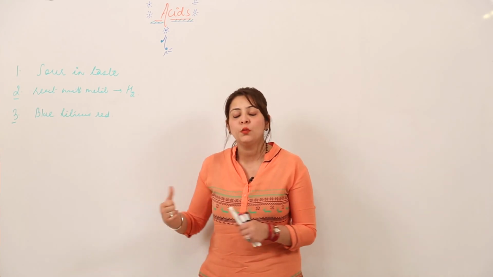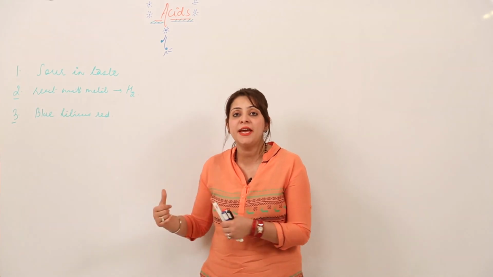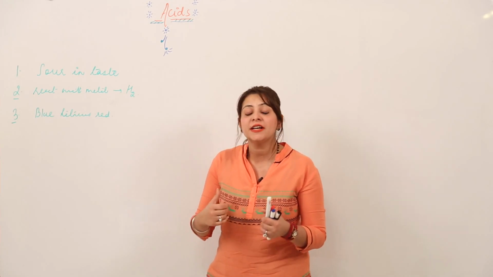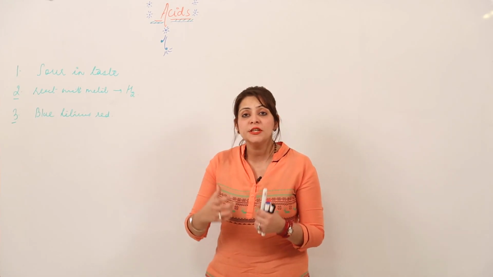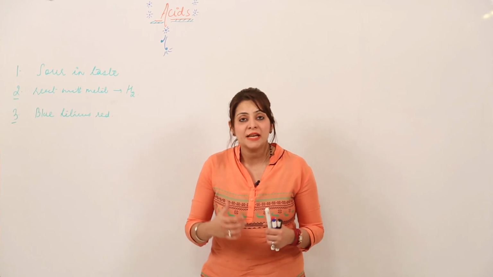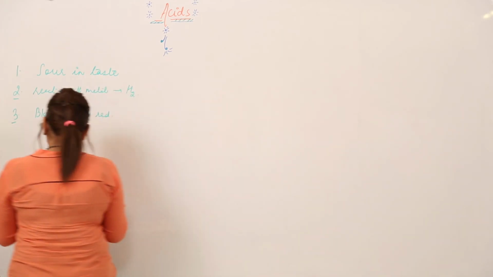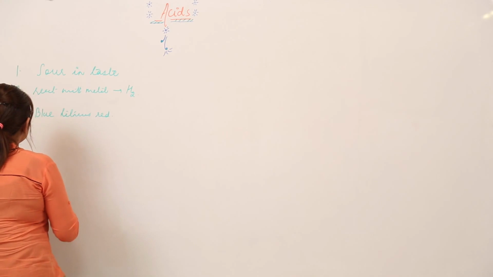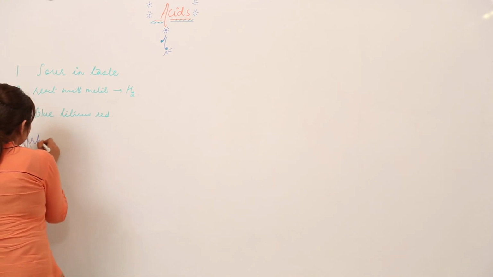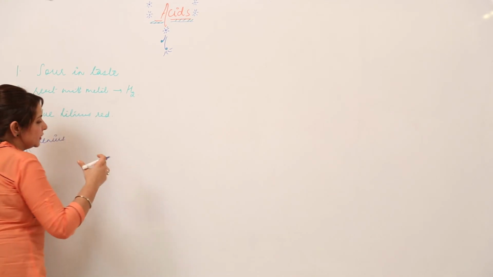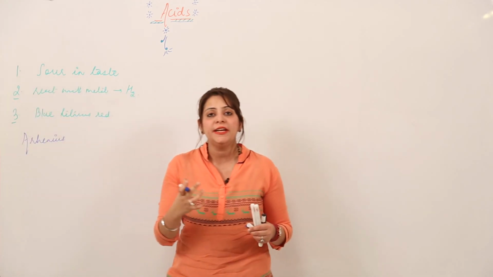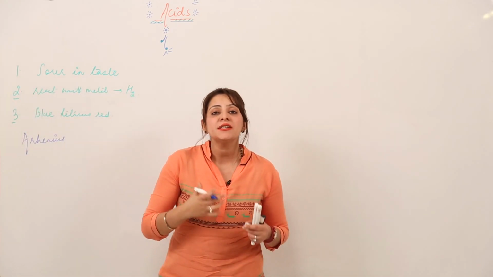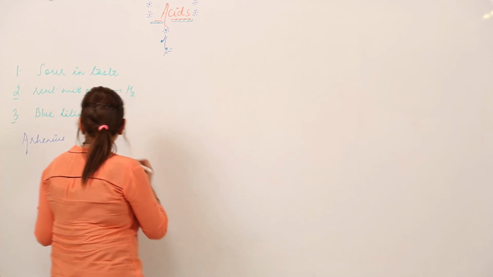So just look at the board. What does Arrhenius say, or what is the criterion chosen by Arrhenius to decide a substance as an acid? Actually, Arrhenius was the one who provided the information on the chemical nature of substances by giving his theory, that is the Arrhenius theory.